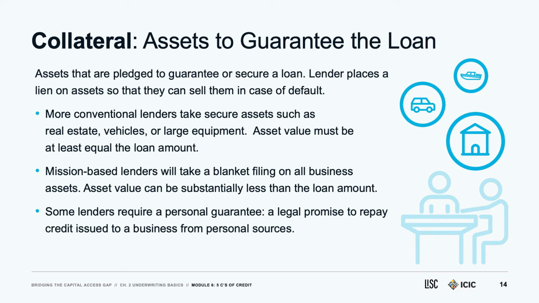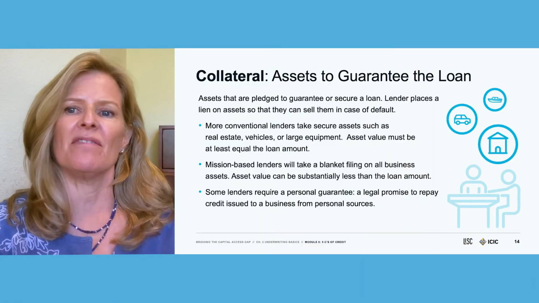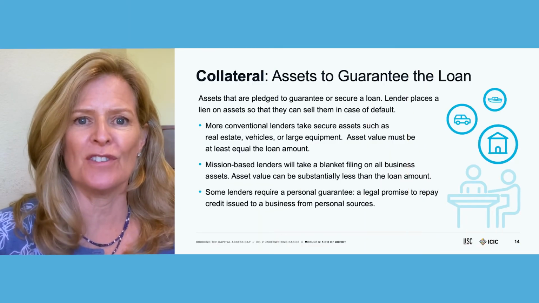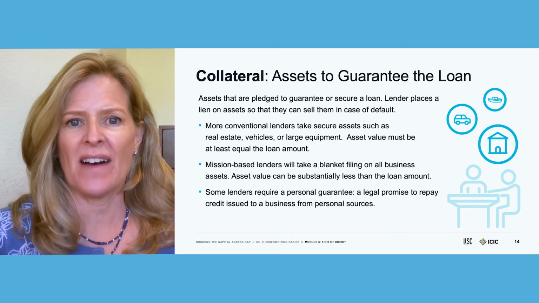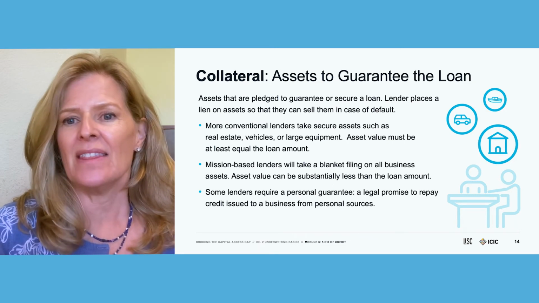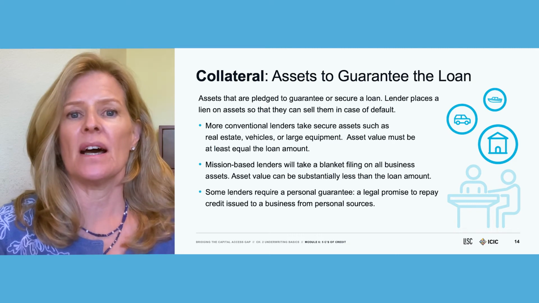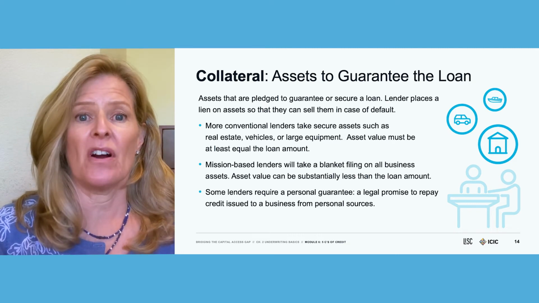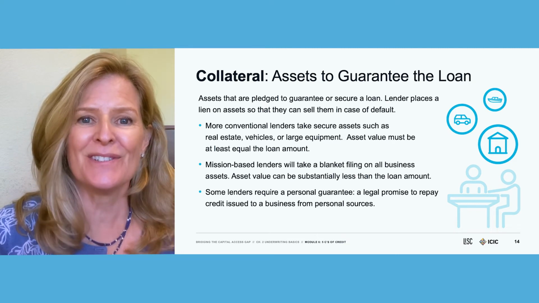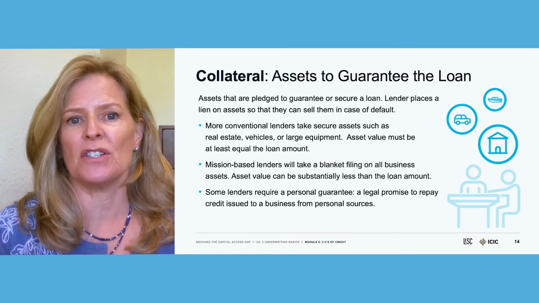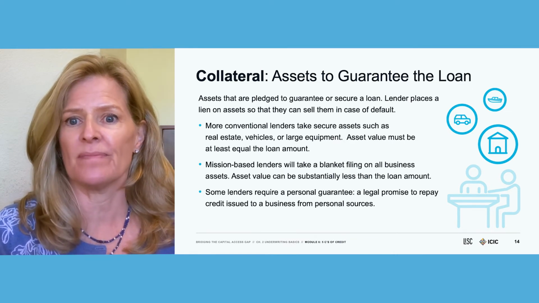Mission-based lenders might just take a blanket, they call a UCC filing, on all business assets. I worked with a CDFI once that said, yeah, we've got $75,000 loans in our portfolio backed by a $5,000 car. They felt comfortable doing that because they knew people really want their cars desperately and they don't want to lose them. So they actually thought that was a pretty secure way to secure their loans.